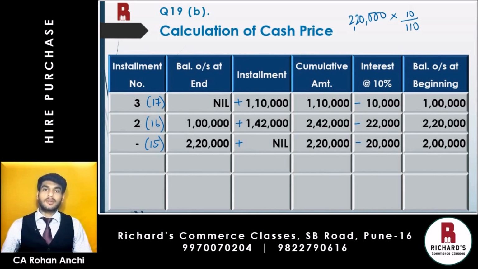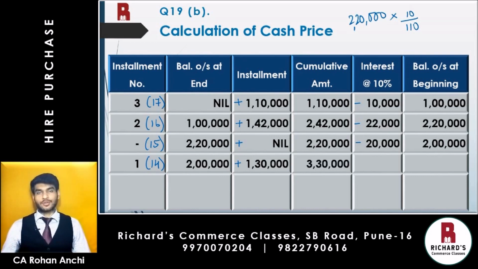Then moving towards the installment number 1, which was in 2014. The balance outstanding at the beginning will be brought here as balance outstanding at the end, 2 lakh rupees. In 2014, the installment paid was 1,30,000 rupees, and therefore the cumulative amount has become 3,30,000 rupees. Calculating the interest included there, it will be 3,30,000 into 10 divided by 110, and that comes to 30,000 rupees. Deducting, we have the principal amount outstanding at the beginning as 3 lakh rupees.